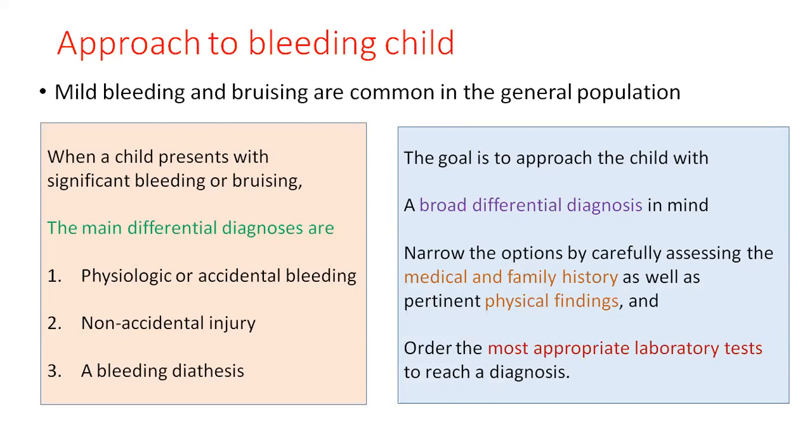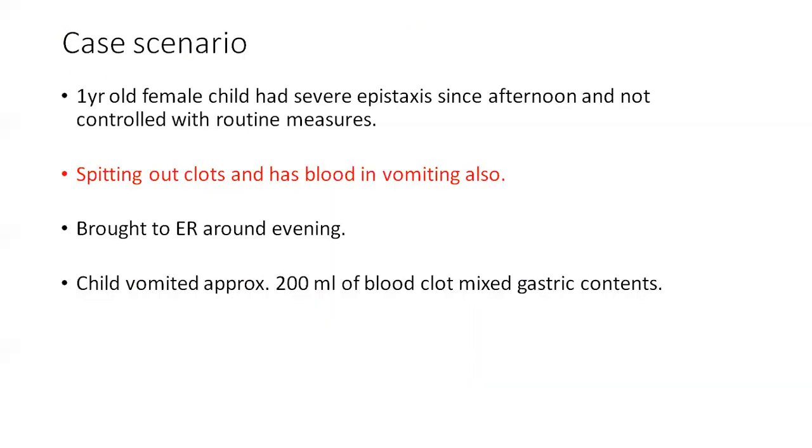You have to narrow the options by carefully taking the history, which includes personal history, medical history, and family history, along with the physical examination findings. With this, you narrow down your diagnosis and order the most appropriate laboratory test to reach the final diagnosis. You cannot order a bunch of investigations to get a diagnosis. You need to decide which is the most likely diagnosis in this child and choose the investigations based on the probable diagnosis. So with this background, we move on to the case scenario.